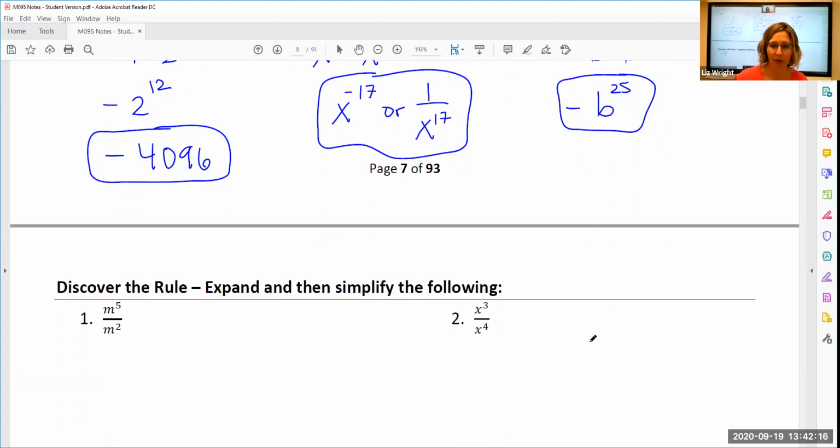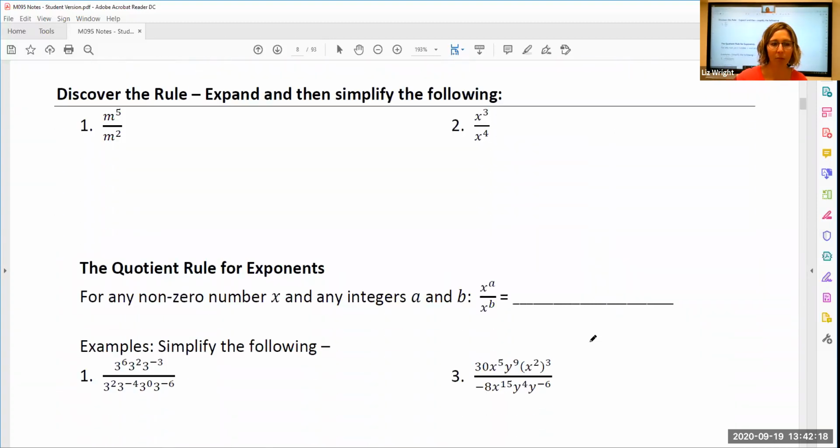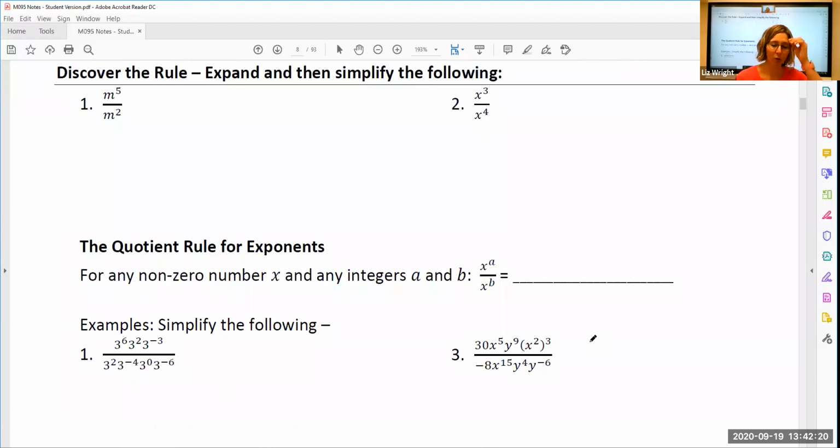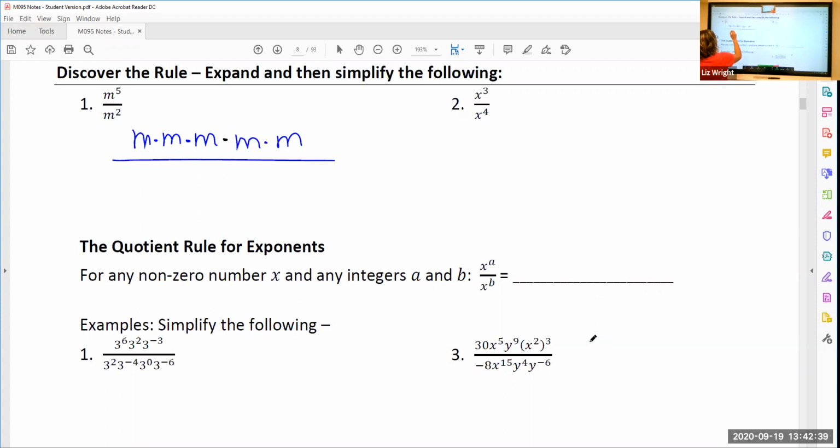All right, so let's look at the next part. So the next part is a quotient rule for exponents, and that's the one we're going to be discovering at this point. So in the numerator, it says expand the following and then simplify. It says m times m times m times m times m, all over m times m.